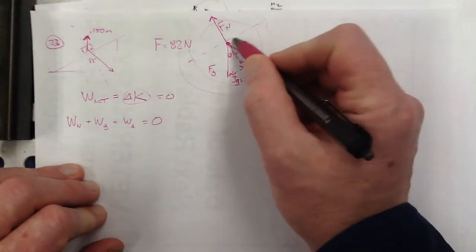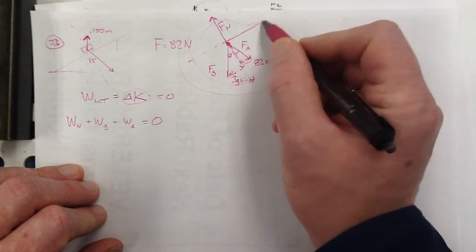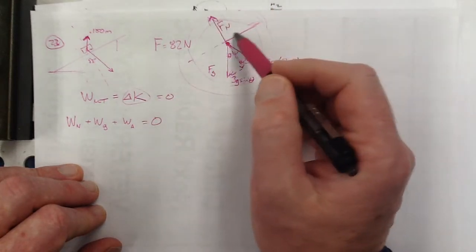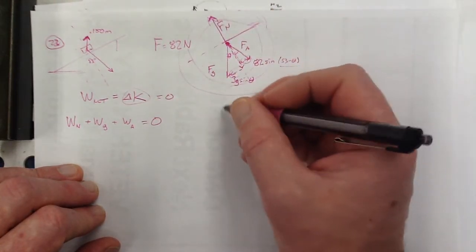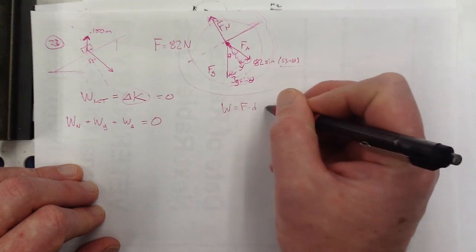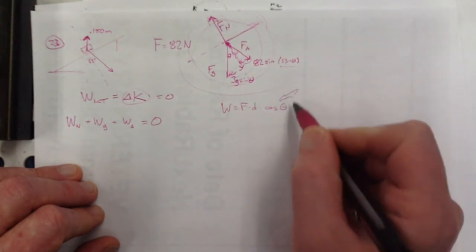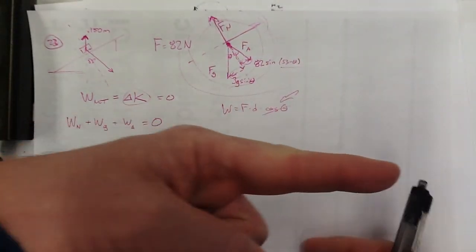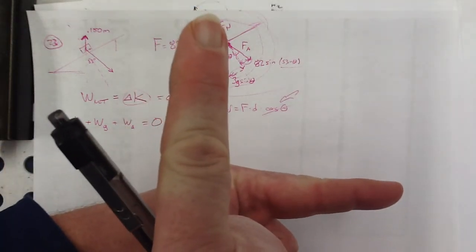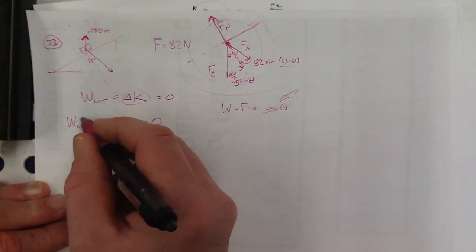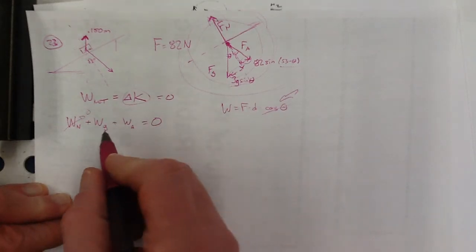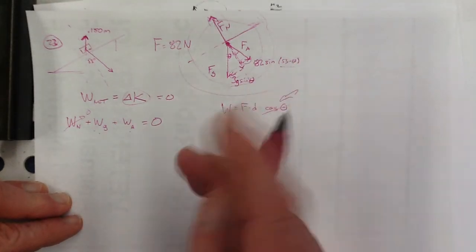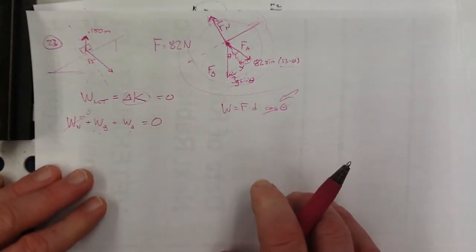Now the displacement of the block's going up the ramp this way, right? And the normal force is perpendicular to that. So if you think about our definition of work, that work is equal to force times distance times cosine of the angle between them. If this is 90 degrees, then this is 0. So if something's moving this way, then a force acting on it perpendicular does not do any work. So this is 0, which means the work done by gravity and the work done by the applied force must be equal to each other, or opposite in sign.